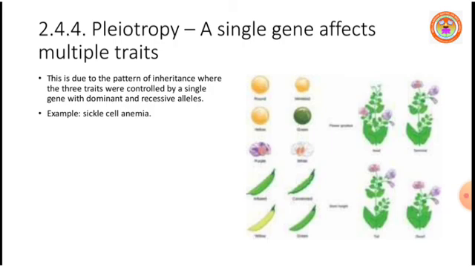Dear students, in intragenic interaction we come across incomplete dominance, codominance, lethal genes, and pleiotropy, where a single gene affects multiple traits in an organism. Go through all the subtitles carefully in the intragenic interaction.